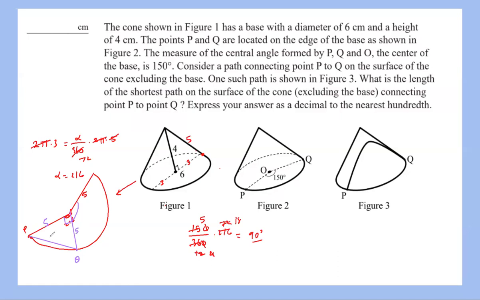And this is also 5, so that means this is 5 root 2. If you plug into a calculator, you will get 7.07 approximately, to the nearest hundredth.